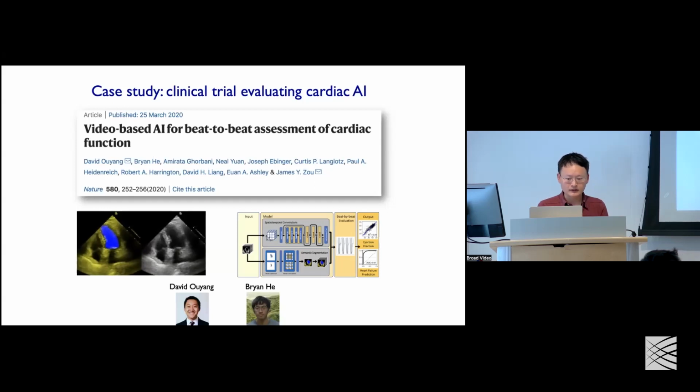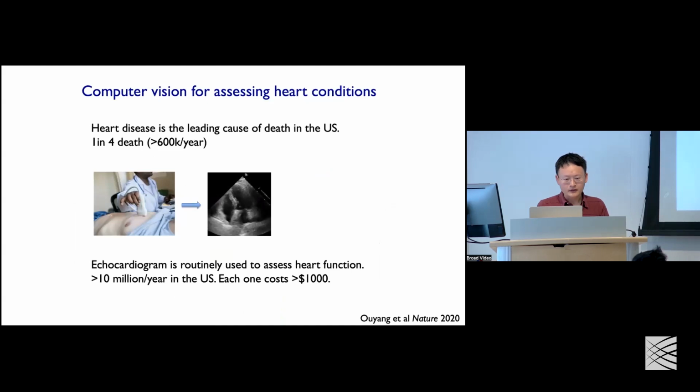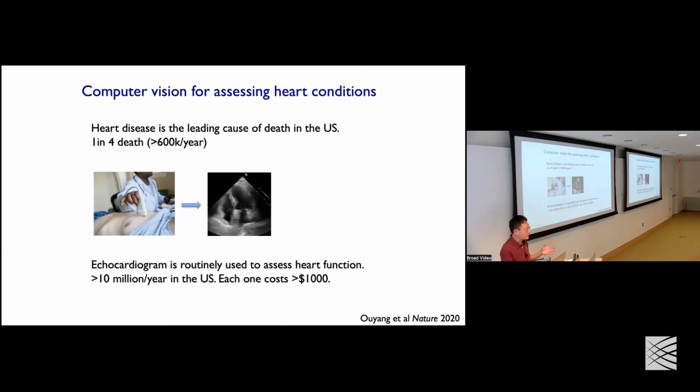Right. So the story actually started several years ago. Three years ago, we developed this algorithm for assessing heart conditions, based on these echocardiograms. These echocardiograms are very routinely collected. They're cardiac ultrasound videos. There are over 10 million of these done every year in the US. So it's one of the most common measurements for assessing how the heart is functioning in the patient.